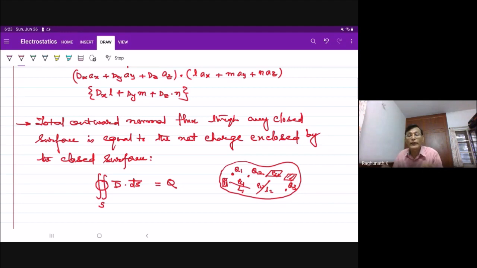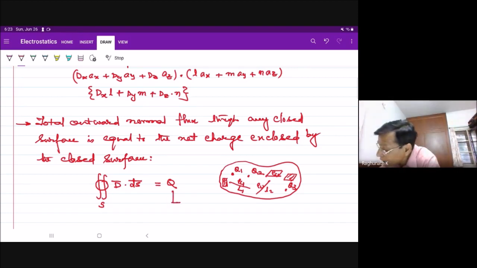If there is an equal amount of positive and negative charge inside, what will happen? Positive charge creates so many flux lines, and all the flux lines will go and terminate on the negative charge present in the volume itself. Even if they go out, ultimately they come back, because of which the net outward normal flux becomes equal to 0. That's what I showed when I was sketching the field lines and seeing the structure of the field.